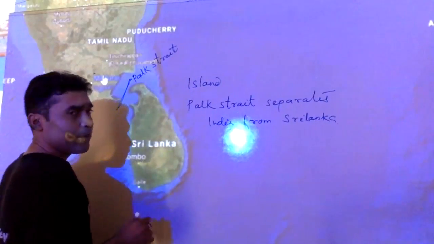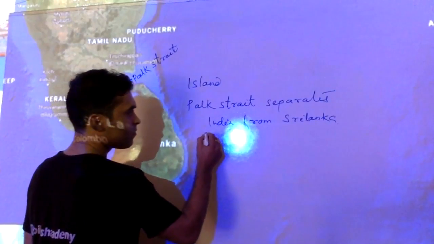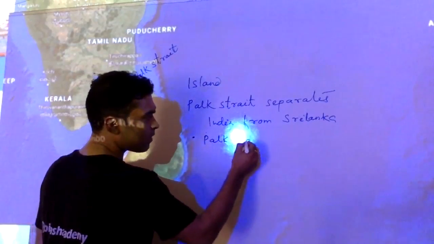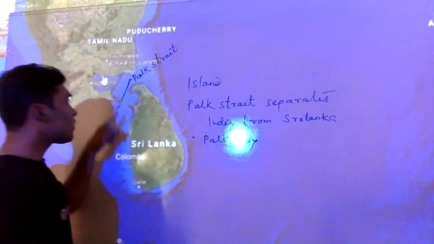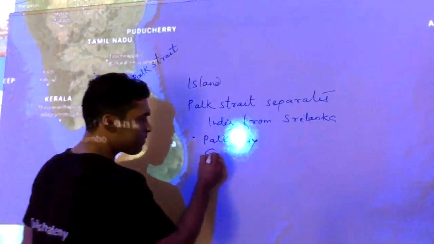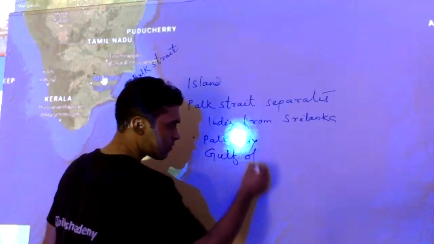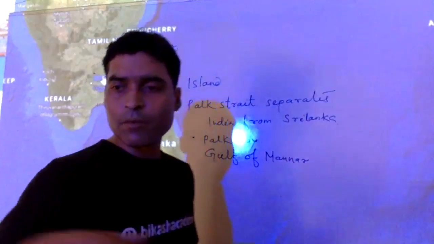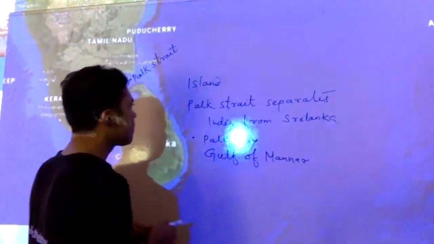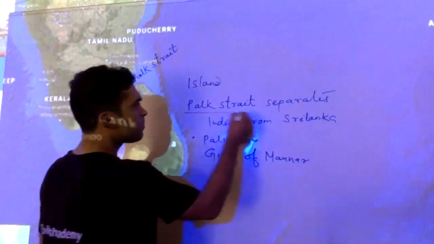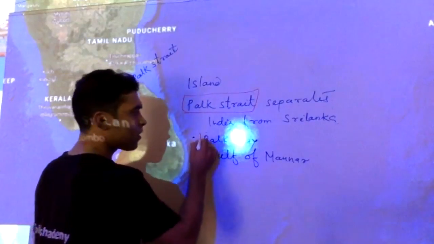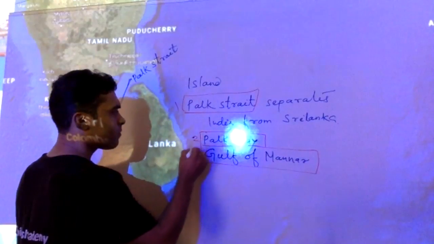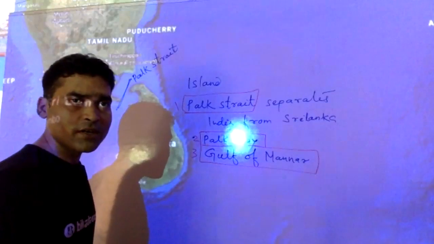Here is also one bay, Palk Bay. Palk Strait is located, Palk Bay is also located. And another gulf is here, we call this Gulf of Mannar. Three things you have to remember while studying Sri Lanka. One is Palk Strait, Palk Bay, and Gulf of Mannar. These three points, most important.